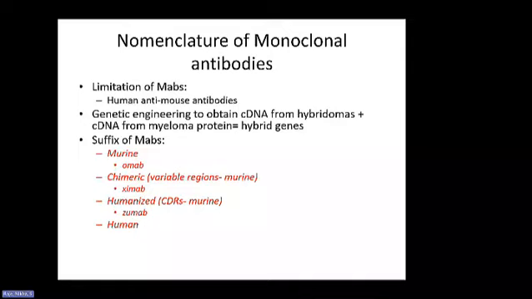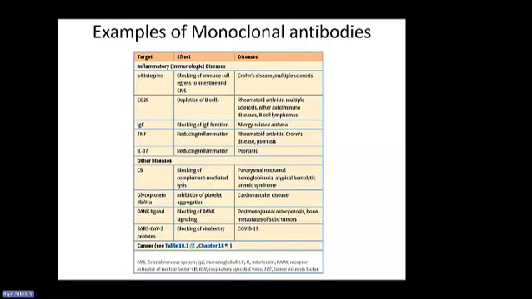And then human antibodies. What's the suffix? UMAB, something like adalimumab. All of these are different types of suffixes that you have to think about to determine what part of the monoclonal antibody is coming from mouse and the rest from human. These are examples again of various monoclonal antibodies. Not going to go into the details, but something for you to look at.